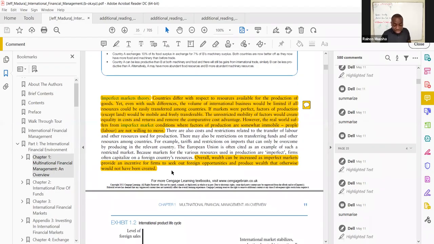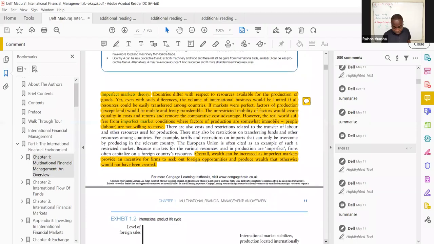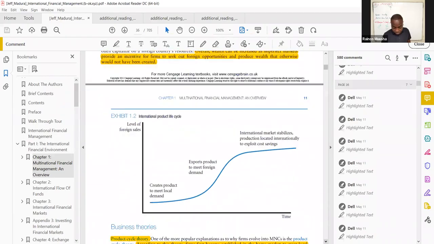It basically means that to fight this imperfect market effect, firms can now try to fight it through the use of incentives as well, to be able to have more labor, for example, more labor mobility. Are we on the same page?